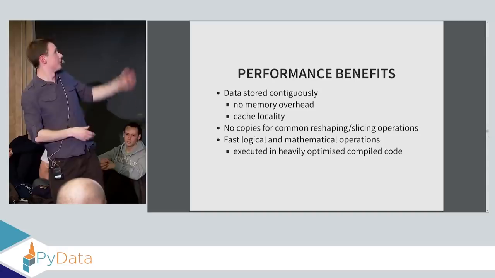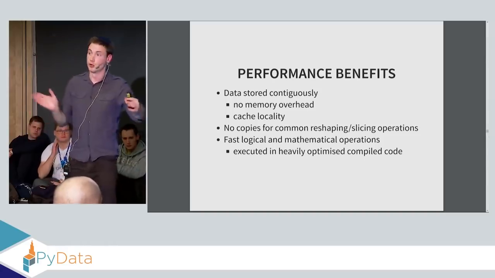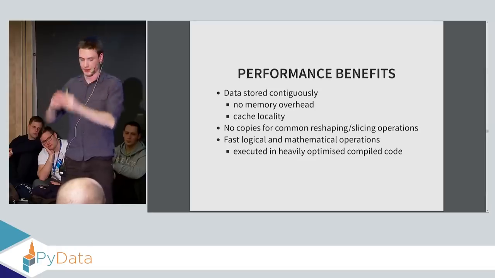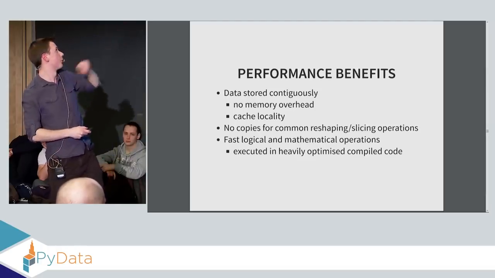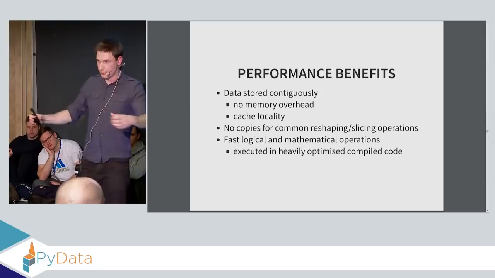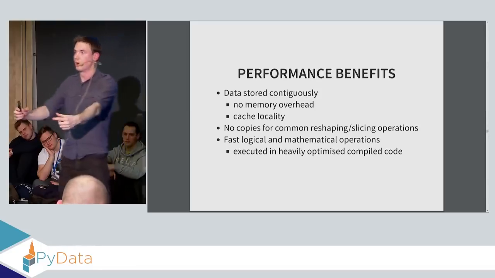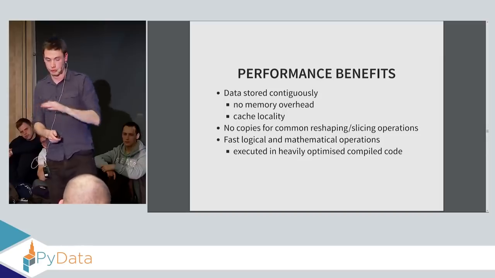So the performance benefits are that data is stored contiguously, so there's no memory overhead. You have cache locality because everything's compactly put together. There are no copies for common operations. And again, these memory buffers are stored at the C level in NumPy, and there are very fast NumPy operations for operating on those without even touching the Python level.